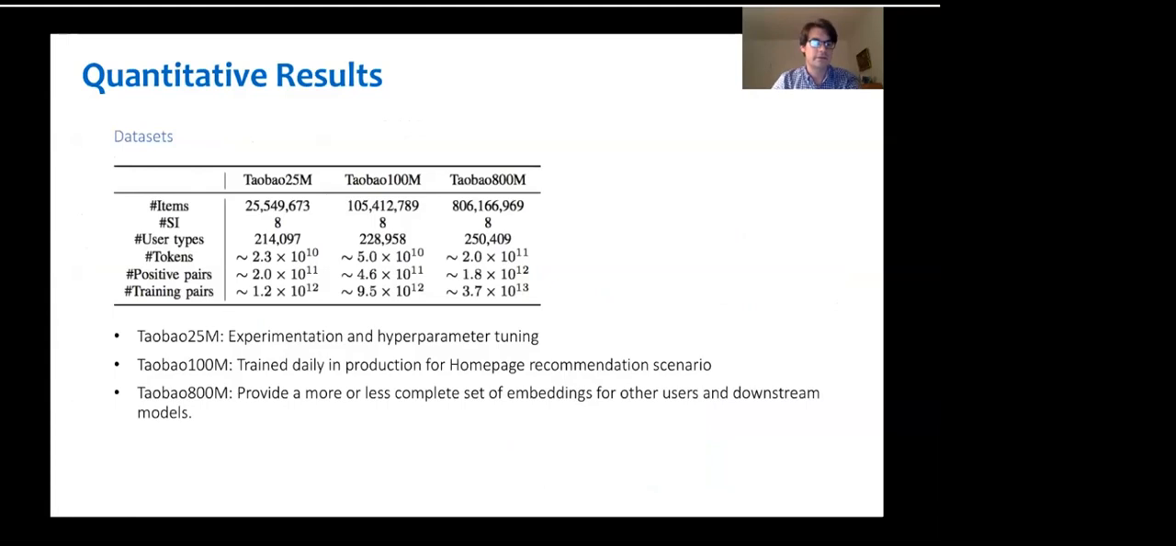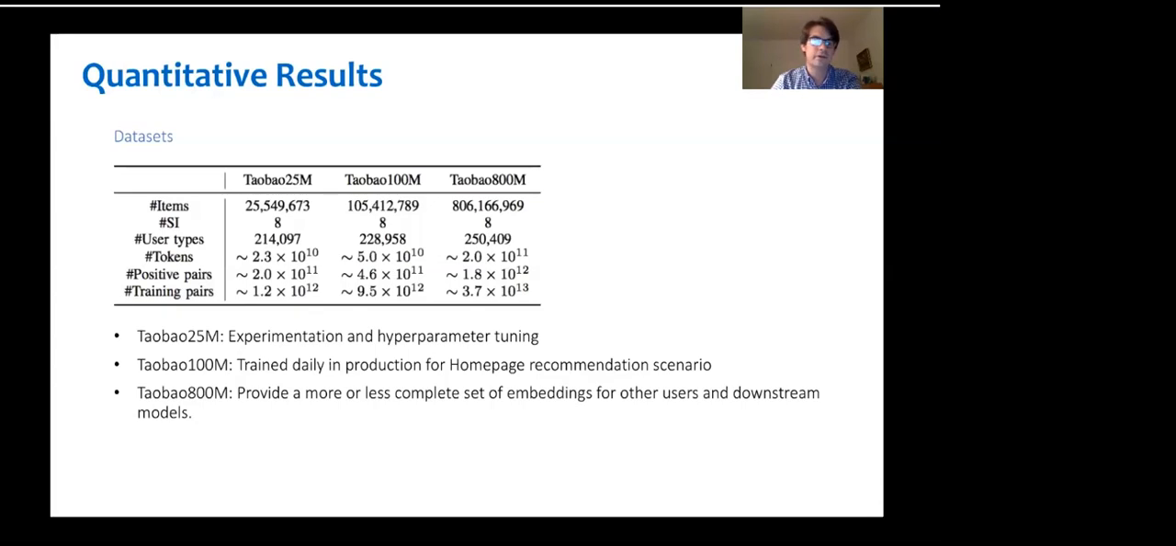So let's look at some more quantitative results. These are the three data sets we've used. Obviously, they're not public since it's all data from Taobao. We have a data set with 25 million items, one with 100 million items, one with 800 million items. We basically use in production mostly the data set with 100 million items, since in the homepage recommendation scenario, the pool of eligible items is not the full pool of all items.